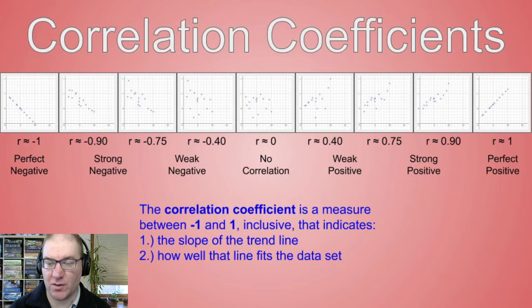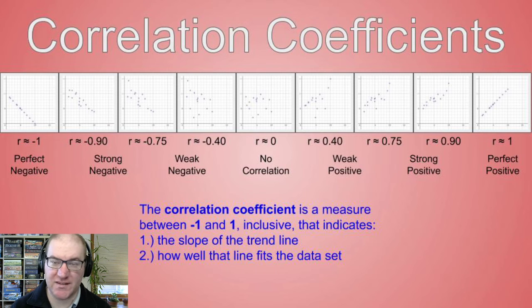And you can tell that it's going to be weak because the dots don't really have a linear pattern to them. They don't really go in a specific direction. The same goes for the negative, but obviously in the opposite direction. So -0.9 is pretty strong, and -0.75 is still pretty strong, and -0.4 is pretty weak.